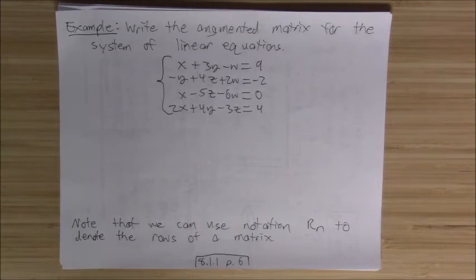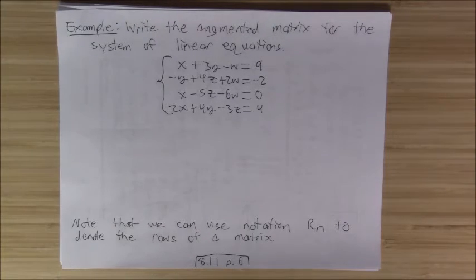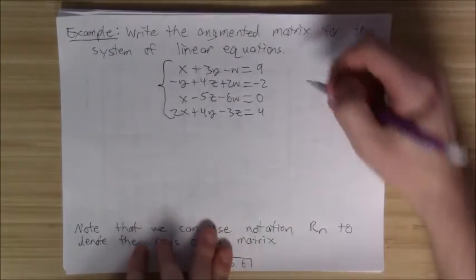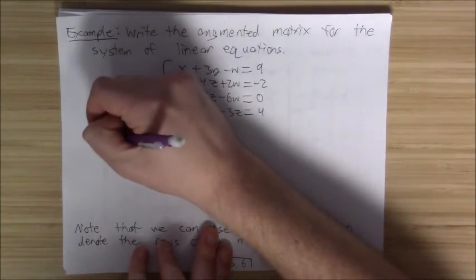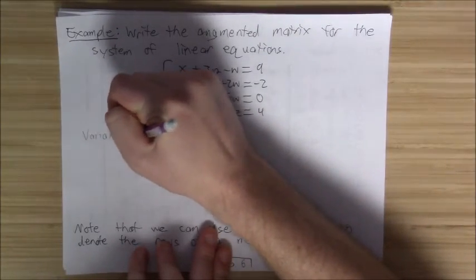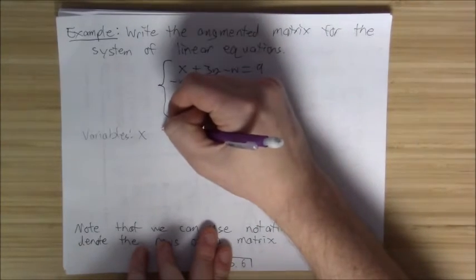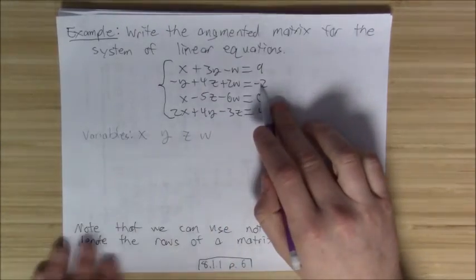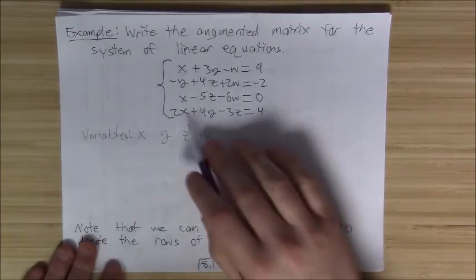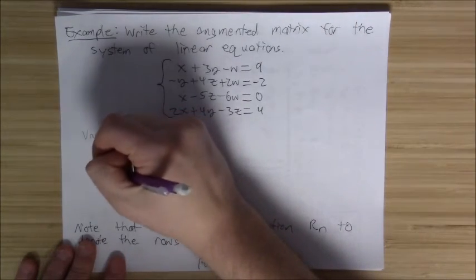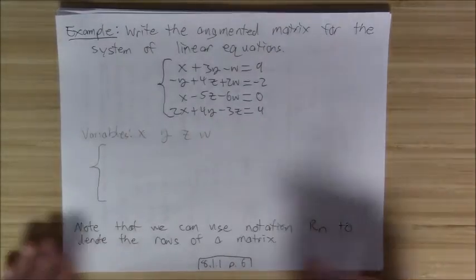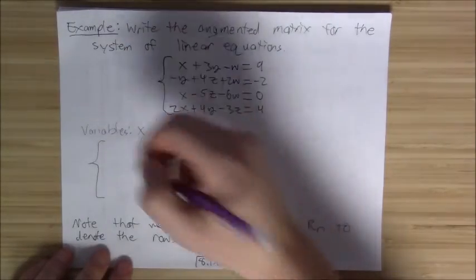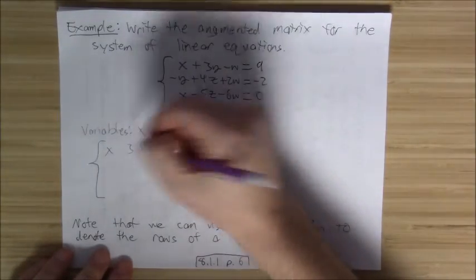Let's go ahead and write the augmented matrix for the following system of linear equations. Now the first thing is we need to put this in standard form. We have variables here, and I'm going to write them in order as x, y, z, and w. So we need to write this out in the standard form. This explains why we've been trying to line things up so carefully and leaving gaps in our equations, because it makes it much easier to turn it into an augmented matrix.